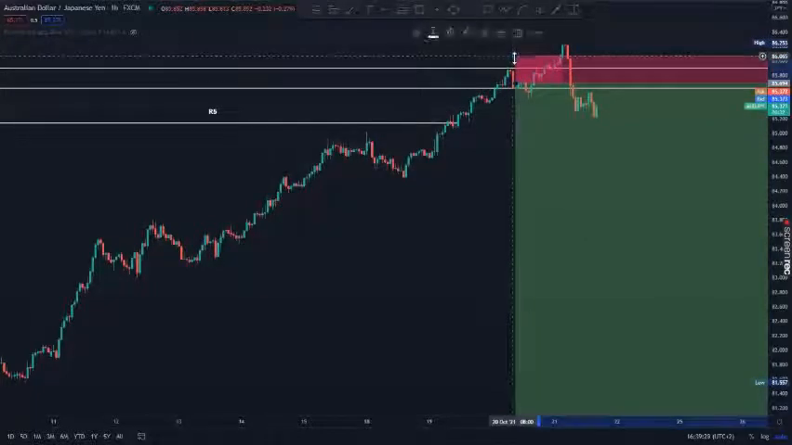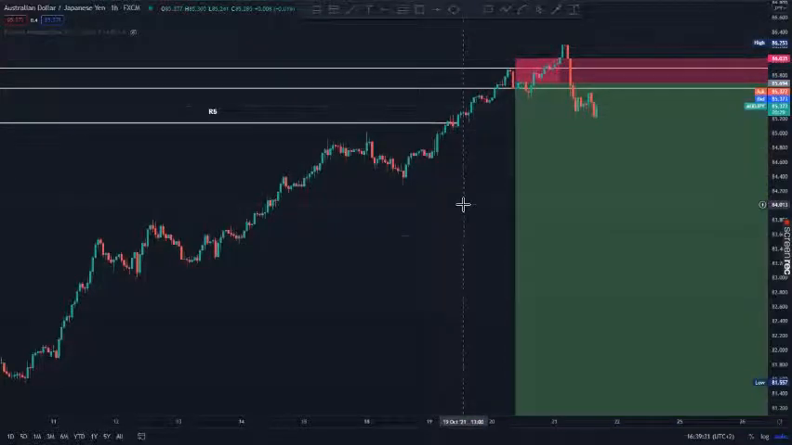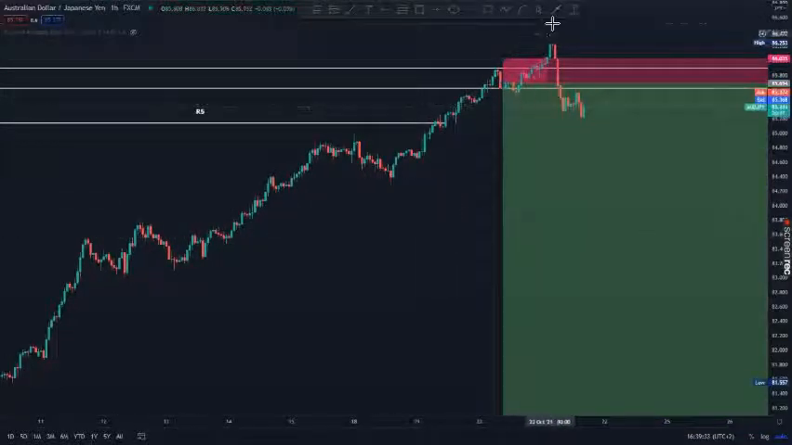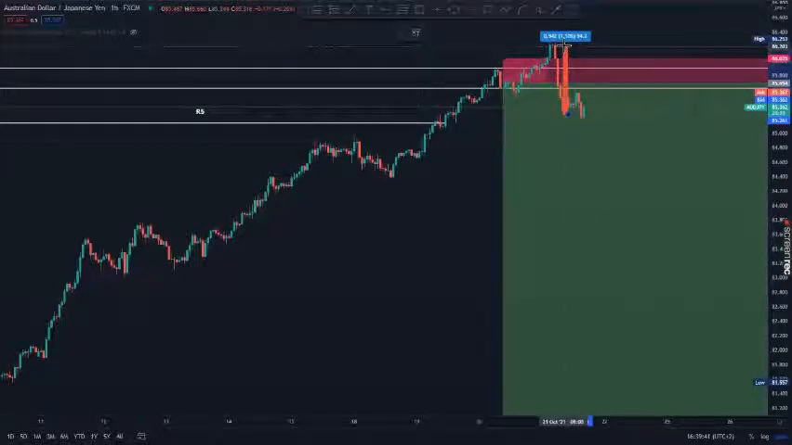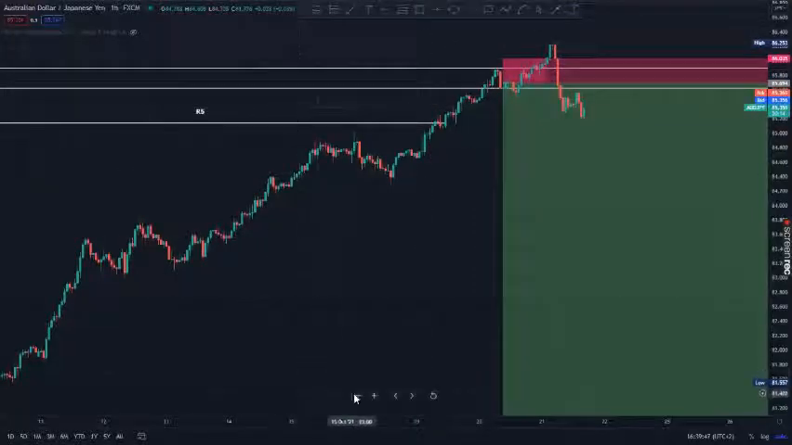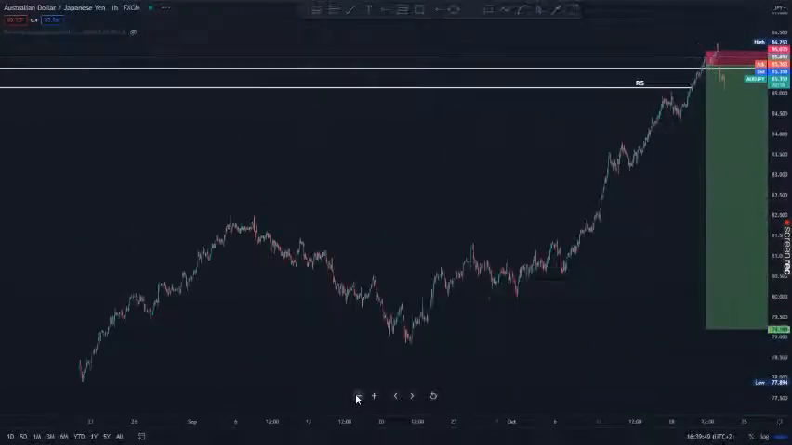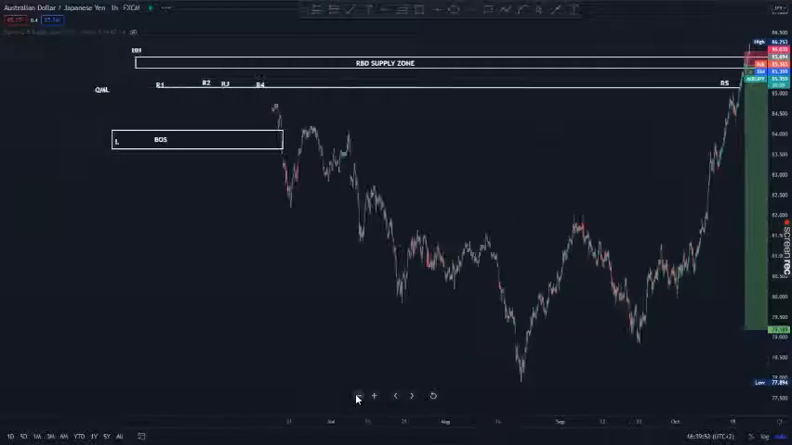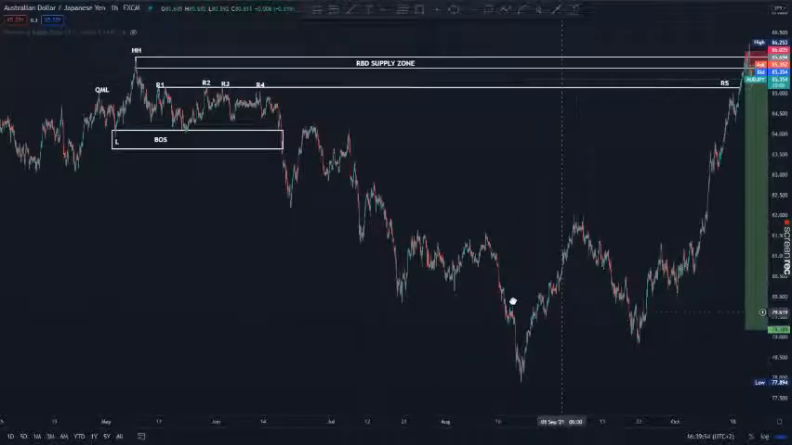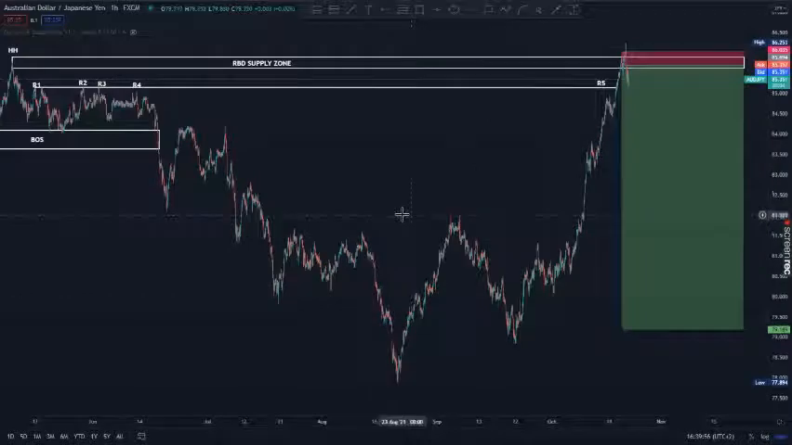My stop loss was just above this level right there. And look what happened. Price literally took me out and then went in my favor for almost like 100 pips. I was like, that wasn't good. But anyway, it's part of the game. This is how it is. It is what it is.